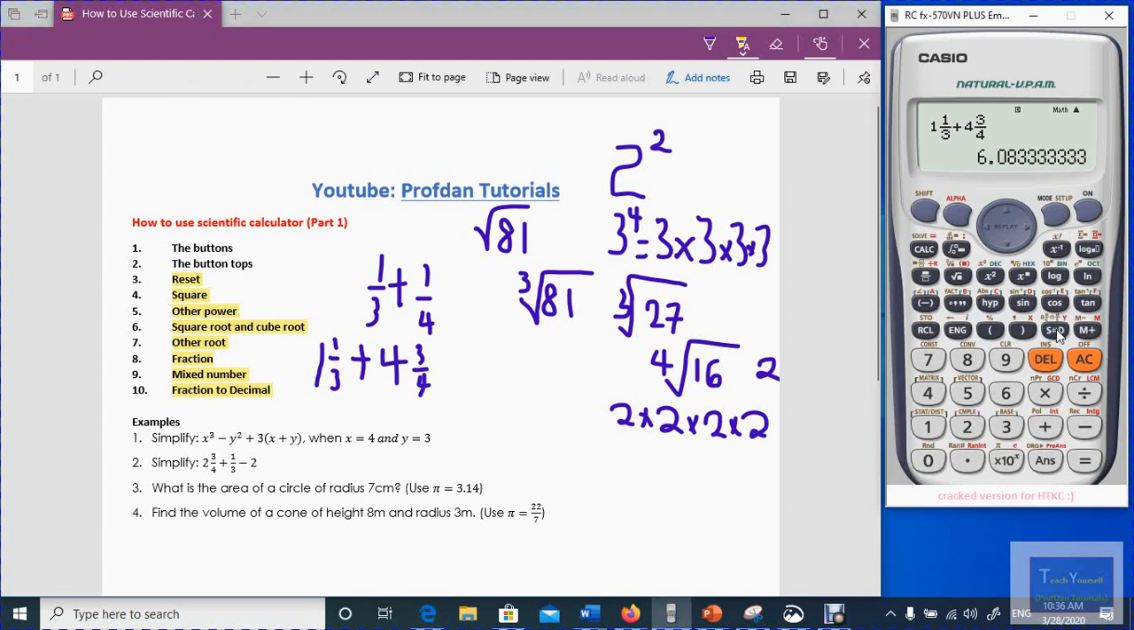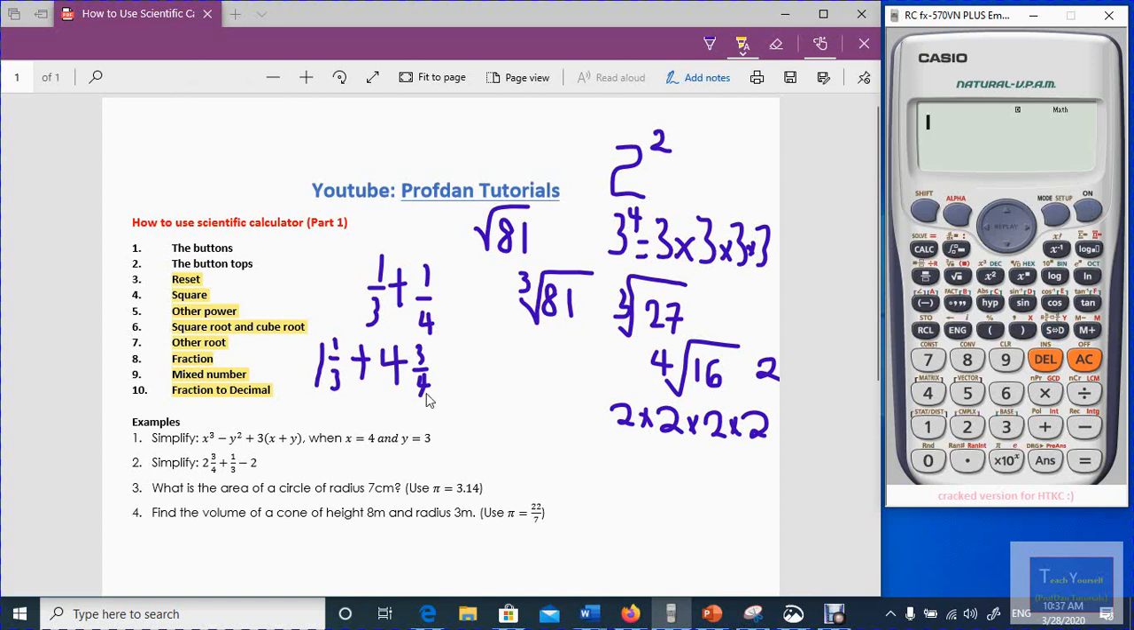Okay, that is it. You see that? It goes to decimal. I press it again, it goes back to fraction. I press it, decimal. I press it, it goes back to fraction. Thank you very much. These are simple tips for you.